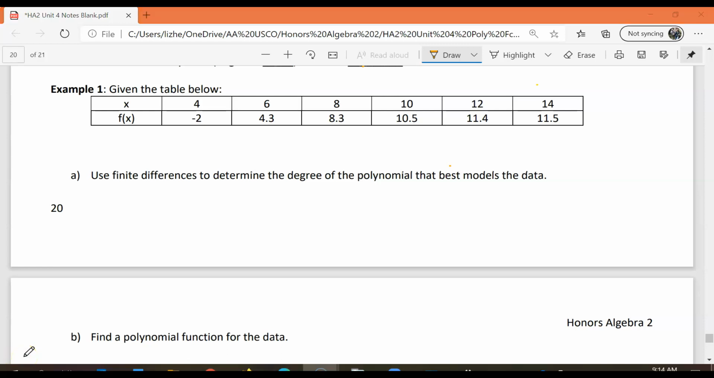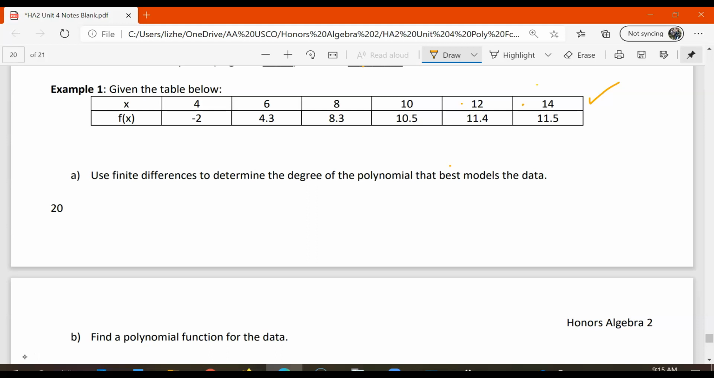Okay, so for example 1, all we have is the table. We do not have the equation. So we need to find out, well, what type of function is this? And so the first thing we do, again, is we check our x values, and we make sure that our x values are increasing by a consistent number. So each number, like 4 plus 2 is 6, plus 2, plus 2, plus 2, plus 2. So the x values are consistent. And so since they are consistent, we can use our finite differences.